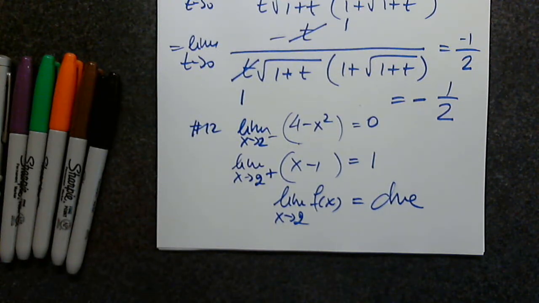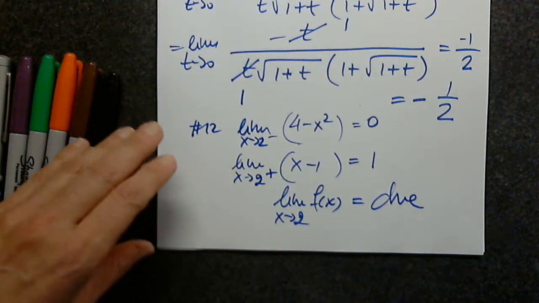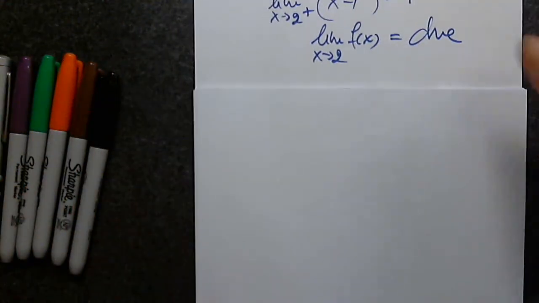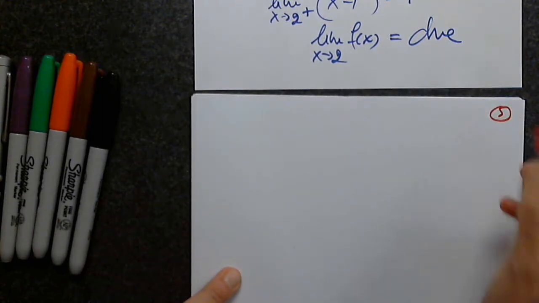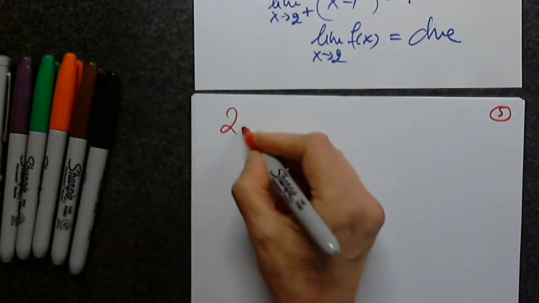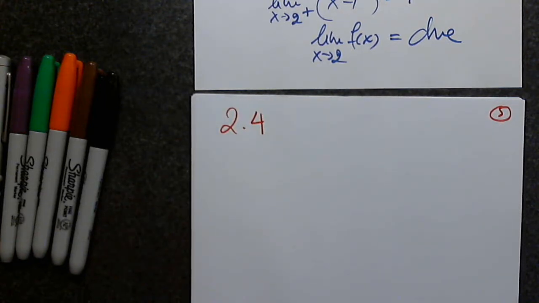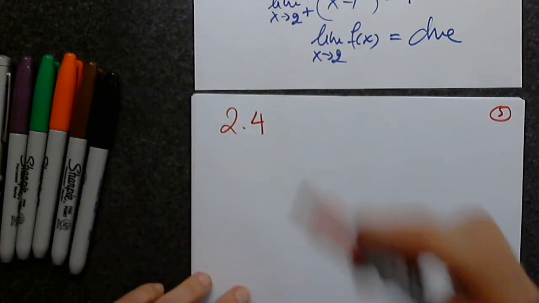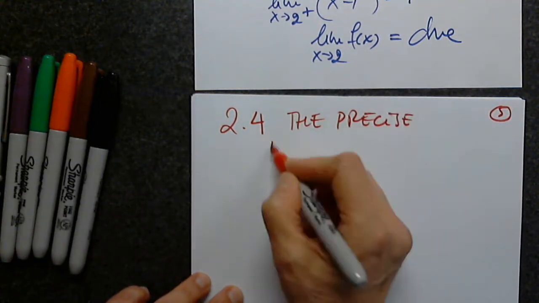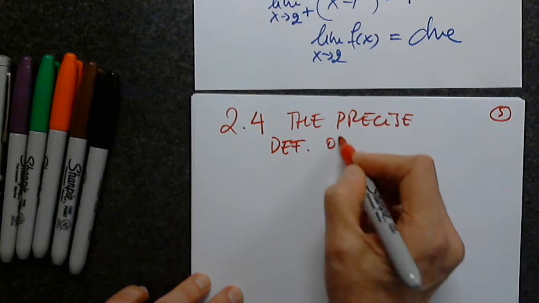Okay, any questions for me? We're going to continue working on this document. It's not complete. We will still have sections in which we learn more, and we'll go back to this document. So now I would like to talk about 2.4, which is the precise definition of the limit.